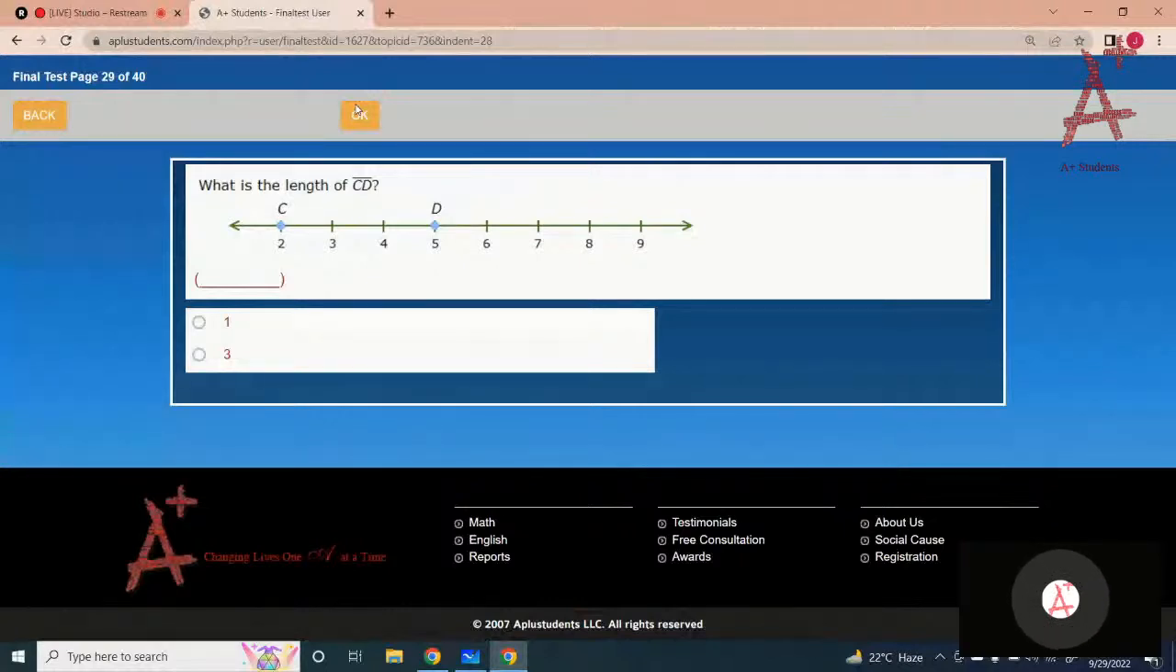Okay, the next one is, what is the length of CD? So C has the value 2 and D has the value 5. So just subtract their values. So 5 minus 2 is 3. So select the correct option and click on the OK button.